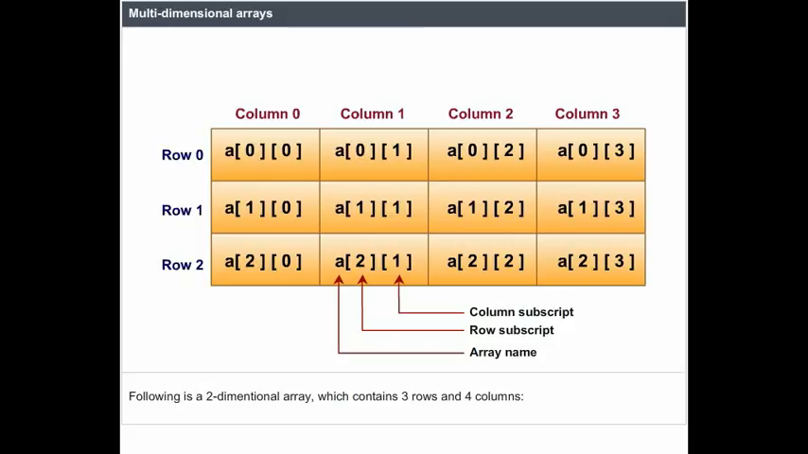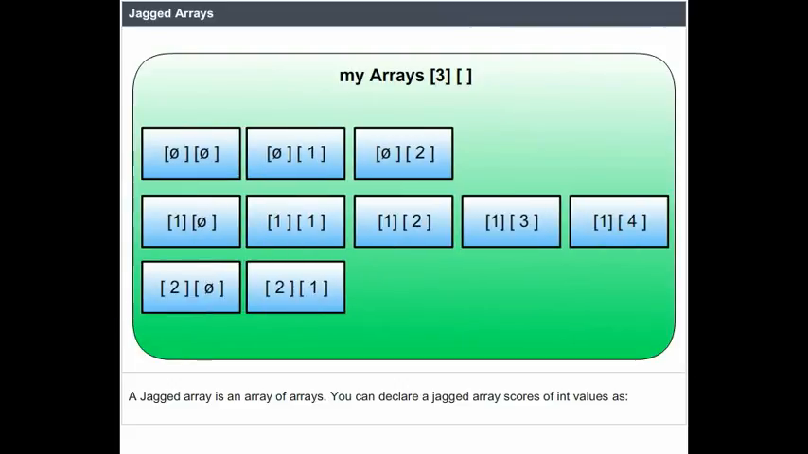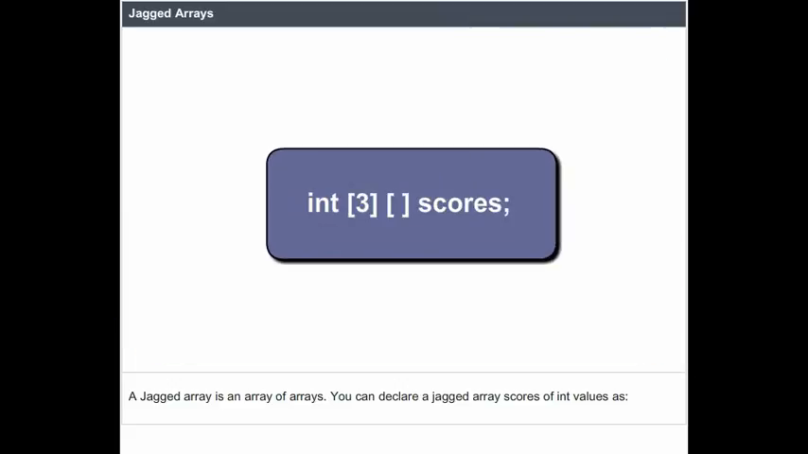Following is a two-dimensional array which contains 3 rows and 4 columns. Jagged arrays. A jagged array is an array of arrays. You can declare a jagged array scores of int values as.